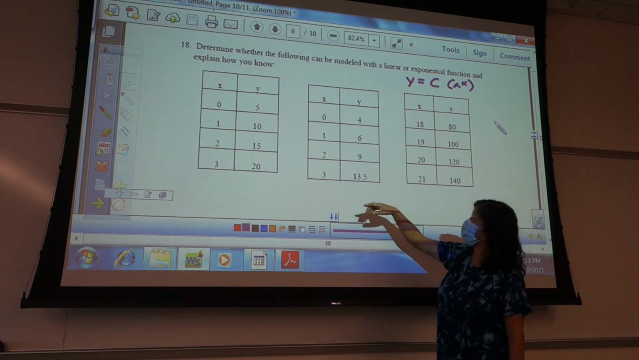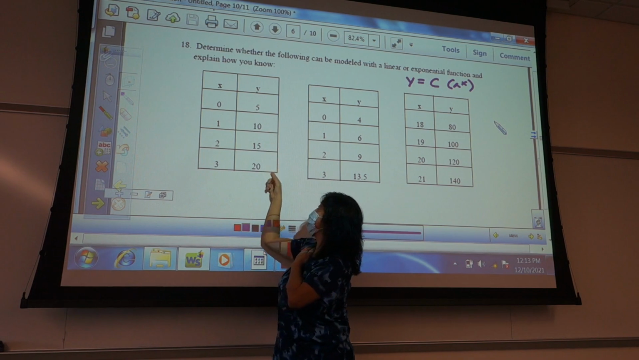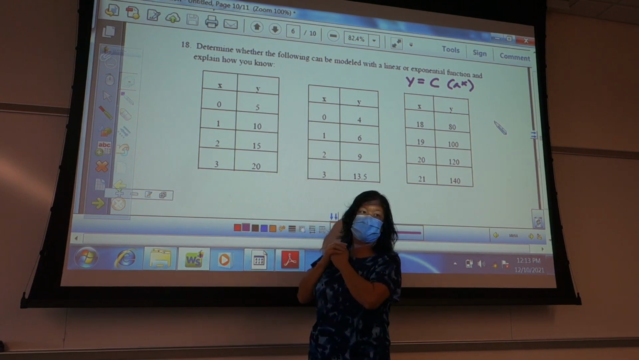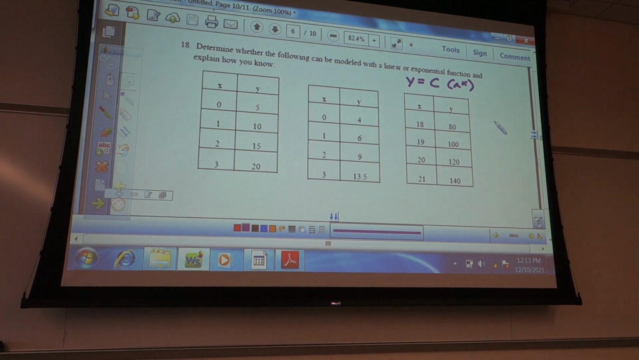So here, am I adding the same amount each time, or am I multiplying by the same amount each time? As I go up, 5, 10, 15, 20. Adding. We're adding how much? 5. Yep. So this one is exponential or linear? Linear. Why? Explain how you know. We're adding 5 each time.